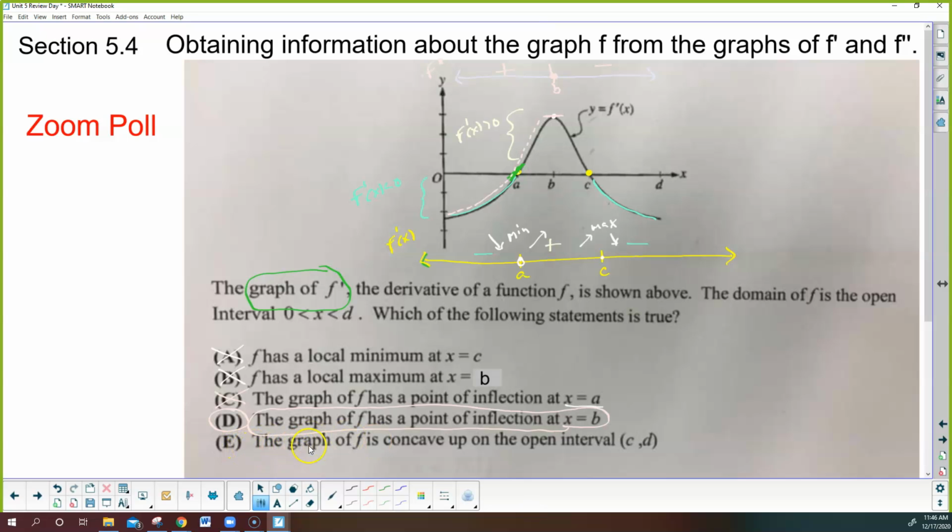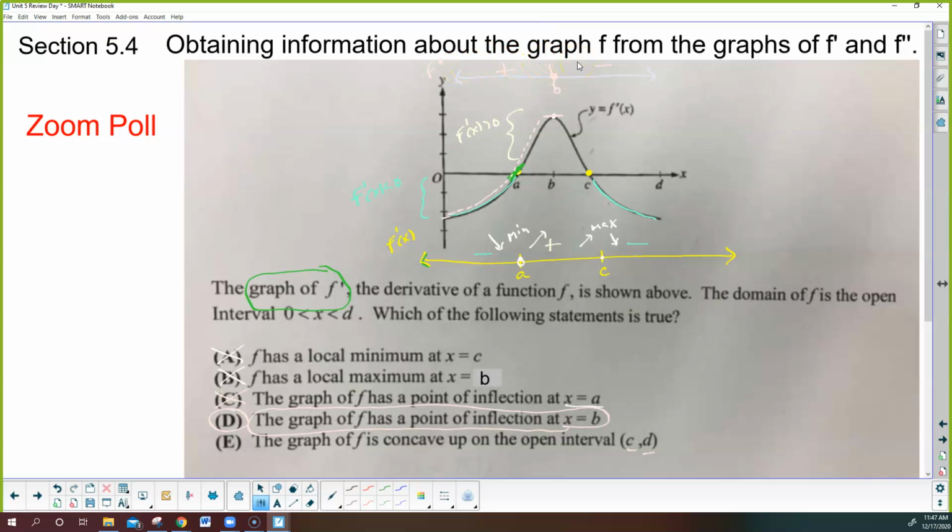Let's just look at E. The graph is concave up on the interval from C to D. That's partially true, but it's actually all concave. Oh, no, I'm sorry. That's not true. It's concave down. Sorry, because the second derivative is negative. So this graph is actually concave up from 0 to B because the second derivative is positive.